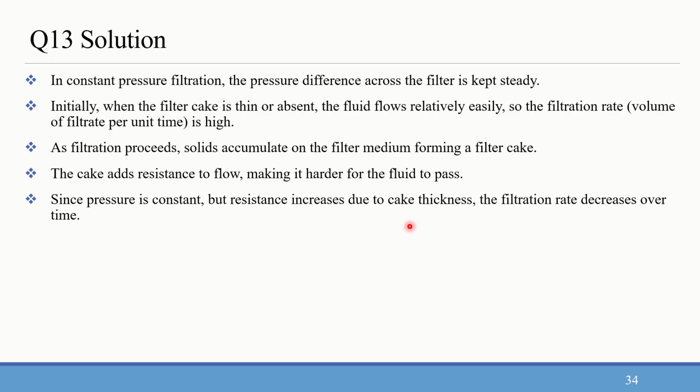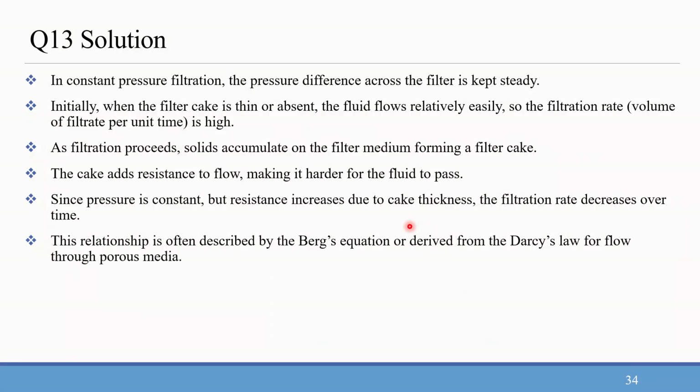So basically, in constant pressure filtration, the filtration resistance increases because of the cake thickness which keeps on accumulating over time, and because of this the filtration rate decreases over time. So option C is the right answer. This relationship is often described by Ruth's equation or derived from Darcy's law for flow through porous media. So we'll now go to question 14.